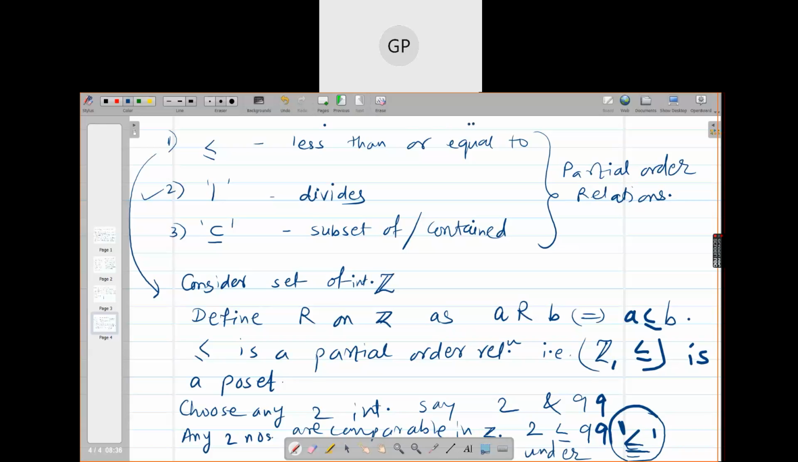Now the next definition is precedes. See, this comparable and precedes are going to help us to draw a special type of diagram called the Hasse diagram. That's why these chote definitions are very important.